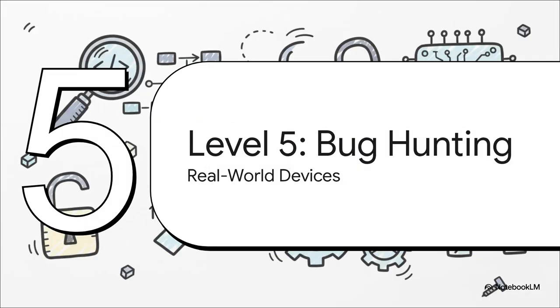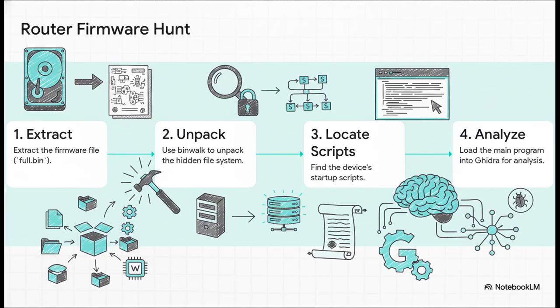Okay, time to put it all together. Level 5 is all about applying these different techniques to find real bugs in real software. And for our target, we're going after the firmware that runs on a cheap Wi-Fi router. This is where our entire toolkit comes into play. First, we have to extract the firmware file. Then we use special tools to unpack the hidden file system that's buried inside it. From there, we can dig into the startup scripts to find the main program that runs the router's web server. And finally, we load that program into a tool like Ghidra and the hunt begins.